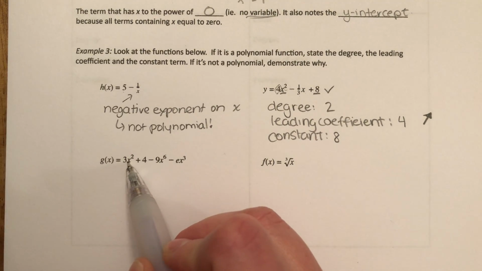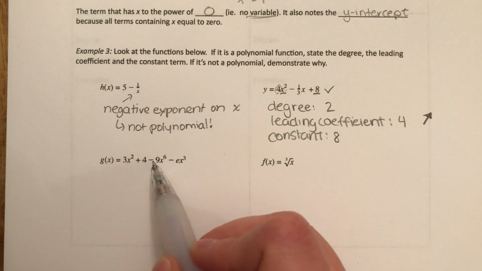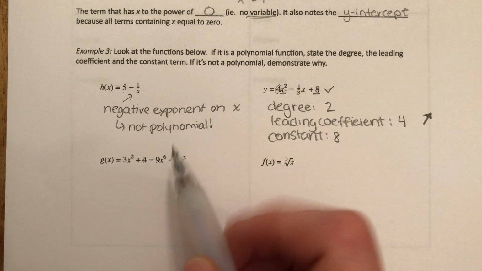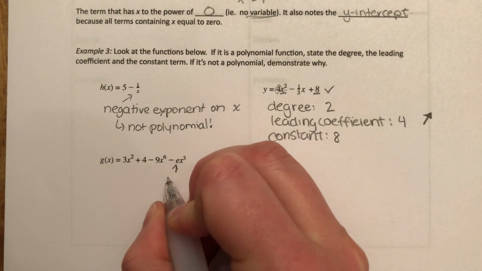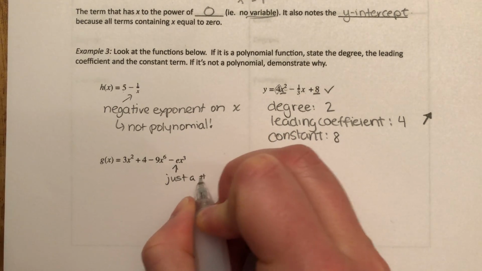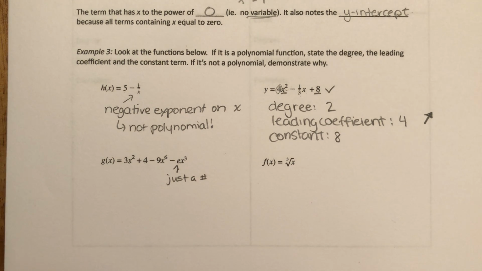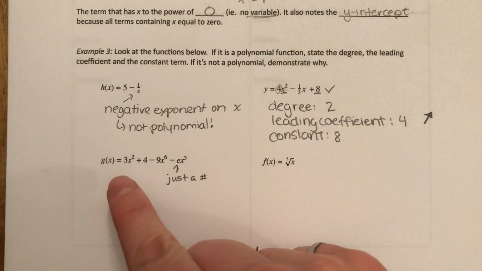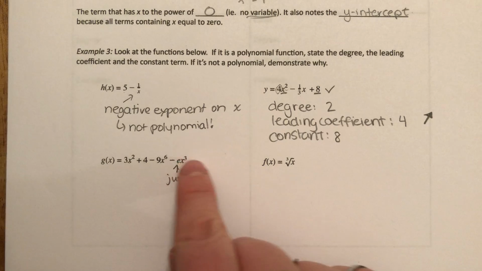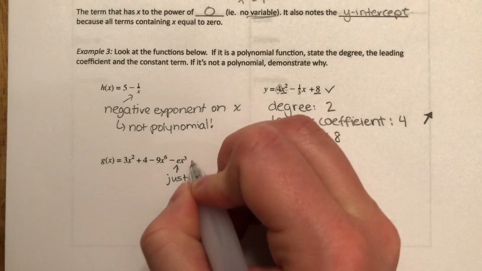We've got 3x squared plus 4, that's a constant, minus 9x to the 6 minus x cubed. e is just a number. We talked about it really briefly in the logs, when we talked about the logarithmic regression that your calculator can do, and the difference between a log and a natural log, that ln. So e is just a number. It's 2.71 something, doesn't really matter, but it's a number. So all of my coefficients are numbers. I've got whole numbers on my exponents. This one is a polynomial.